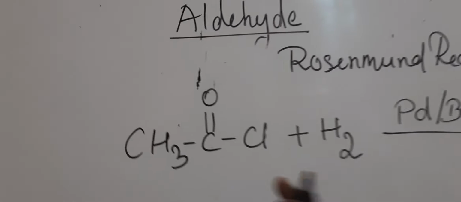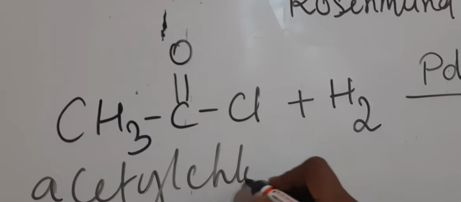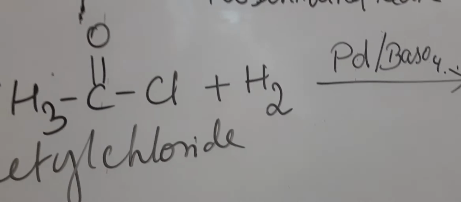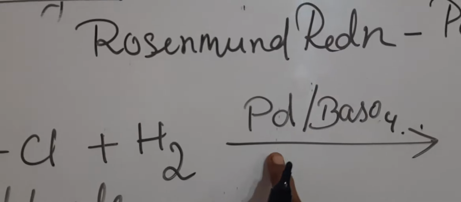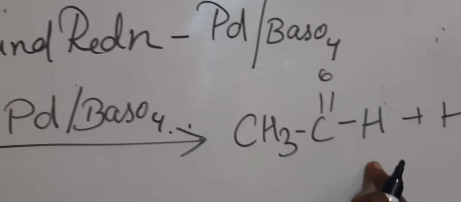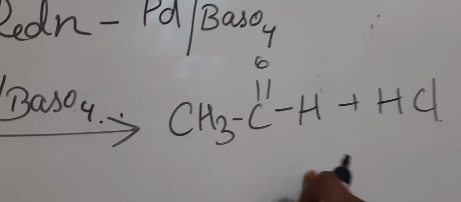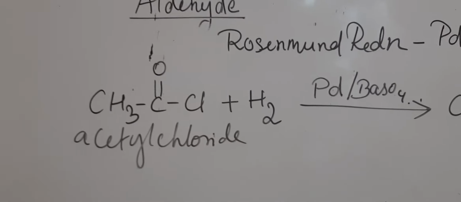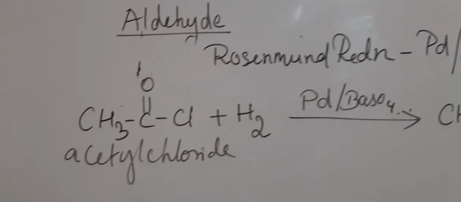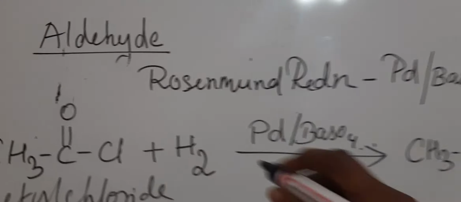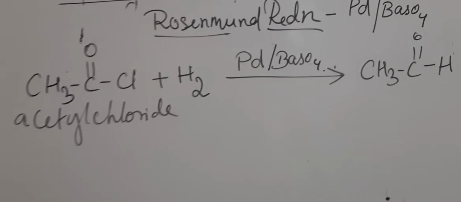So what is this? This is acetyl chloride. Acetyl chloride is hydrogenated or reduced in the presence of catalyst palladium and barium sulfate to get acetaldehyde. What is the other name for acetaldehyde? Ethanal. So this is one common method of synthesizing acetaldehyde from acetyl chloride. The naming reaction is Rosenmund reduction.